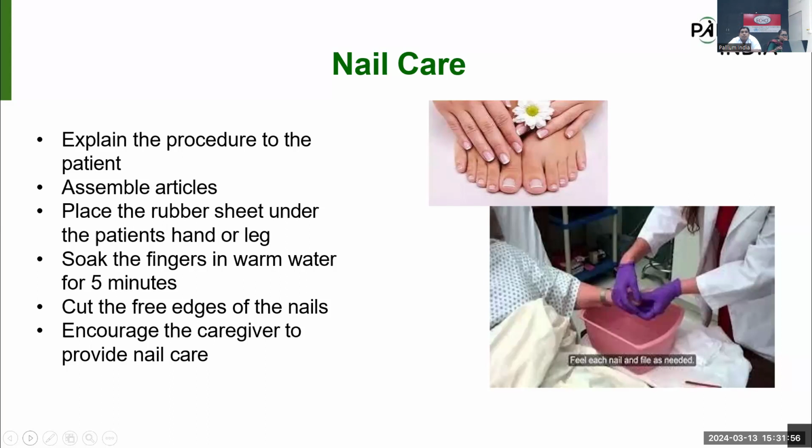Cut the free edges of the nail. Encourage the caregiver to provide nail care. All nurses know about these cares, but you have to give proper education to the caregiver. You have to explain every care to the caregiver in a proper way.